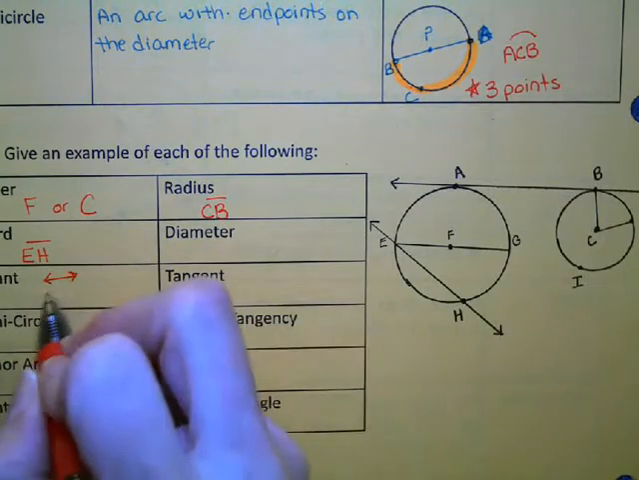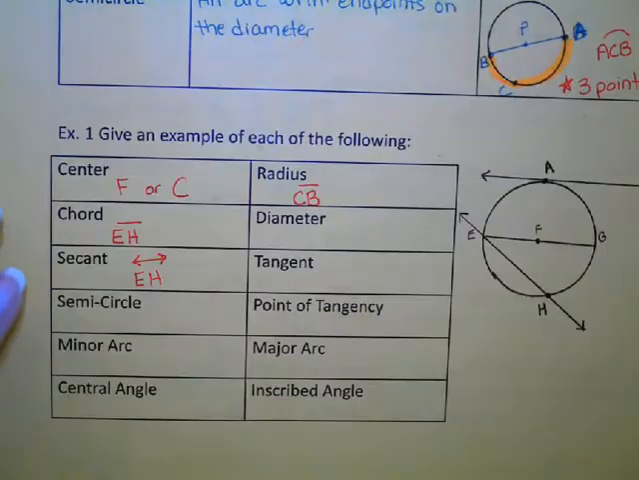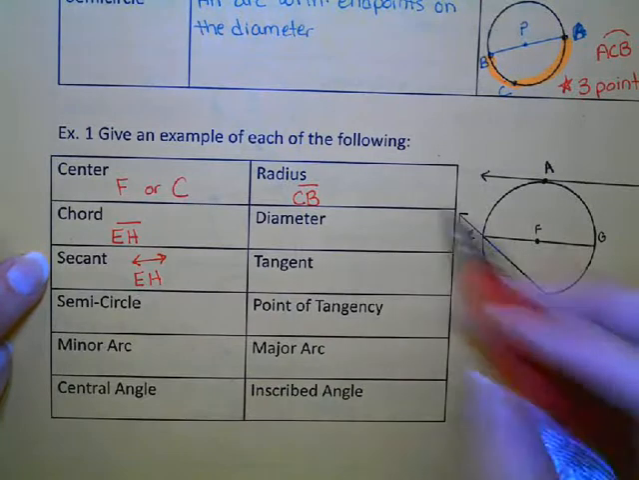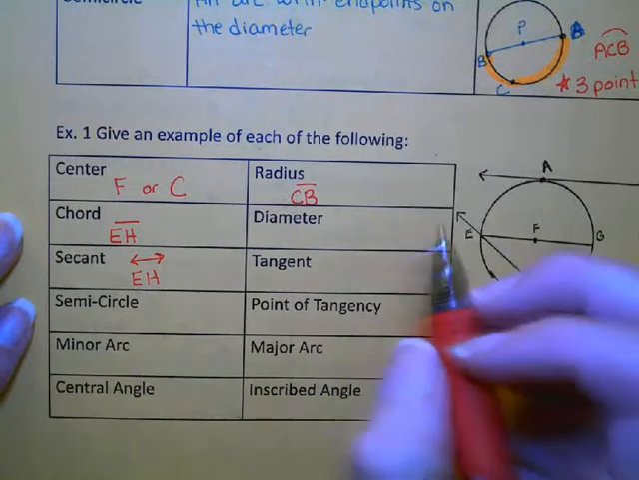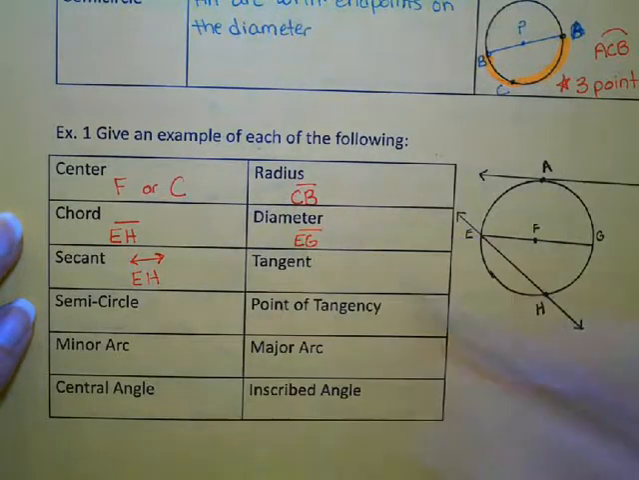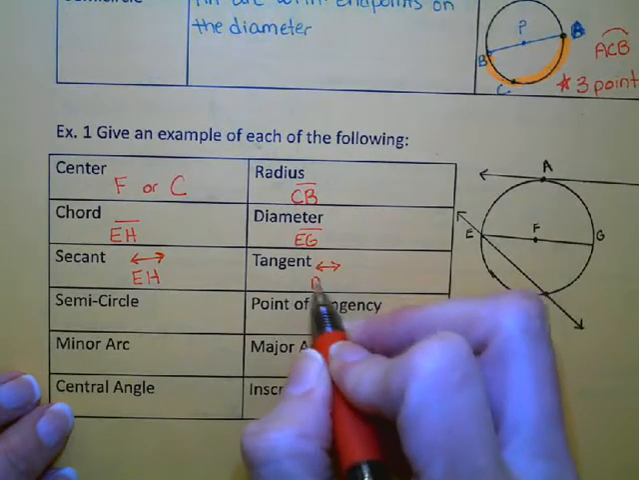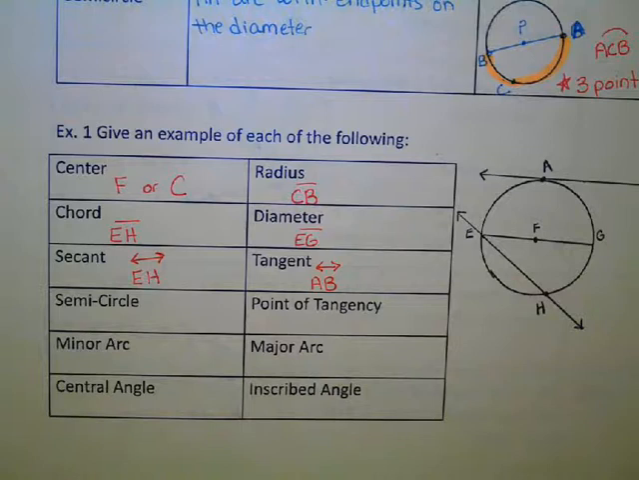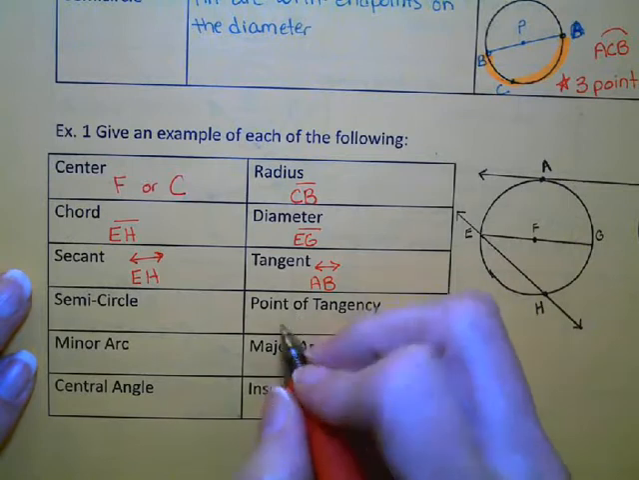So symbols are important here. Chord is just within the circle, so segment EH is in the circle, whereas a secant extends past the circle, so line EH goes out past the circle. Alright, diameter, the only example I see is like EG. Tangent's a line that just intersects the outside of a circle, so we could say line AB. We have two options on the point of tangency. If I'm looking at this circle, I would say A is the point of tangency. If we look at the other circle, you could have B as the point of tangency.